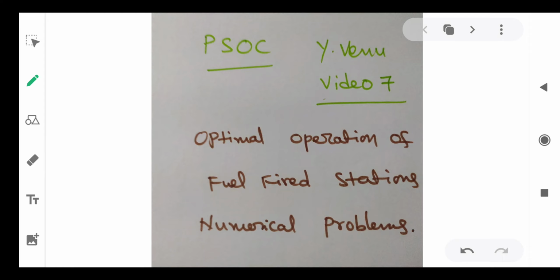It may be considering all kinds of operations. So, incremental transmission loss, incremental cost, transmission line losses, B coefficients, and also penalty factors.